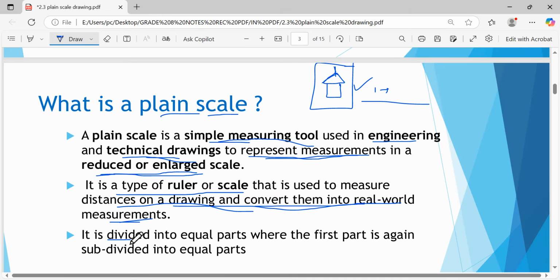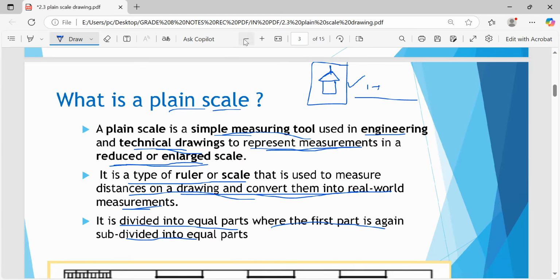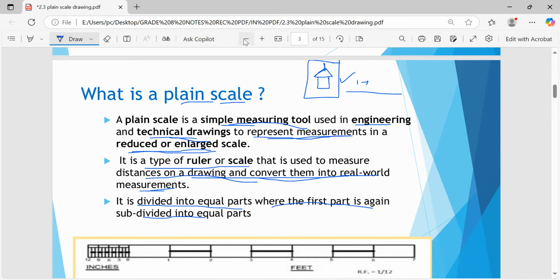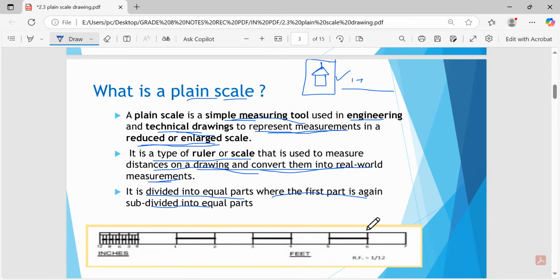Now, a plane scale is divided into equal parts, where the first part is again subdivided into equal parts. So let me reduce it so that you can see. This is how a plane scale looks like, and this is what they are going to use to convert the measurements from here to this.